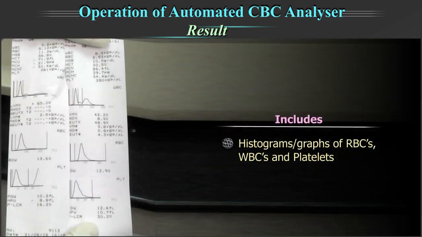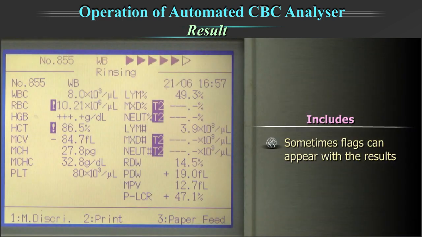The histograms or graphs of the red blood cell count, white blood cells, and the platelets can be seen. In this machine, only the last histogram can be seen. Therefore, the previous runs must be stored as hard copies. Sometimes, flags can appear with the result, as explained later.